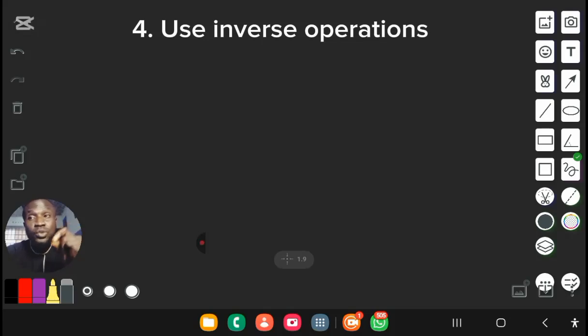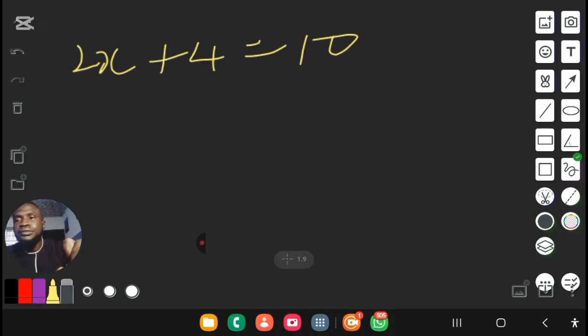Okay, trick number 4 is use inverse operation. Now this next one is a game changer. Use opposite operations to isolate the variable. Now let's go. We have 2x plus 4 equals 10. Now what do we do? We start by subtracting 4 from both sides, like the way I told you. Once x will stand alone, so we subtract 4 from both sides.